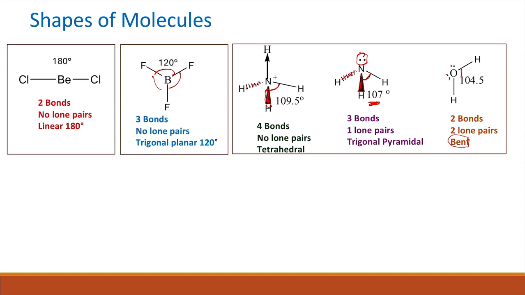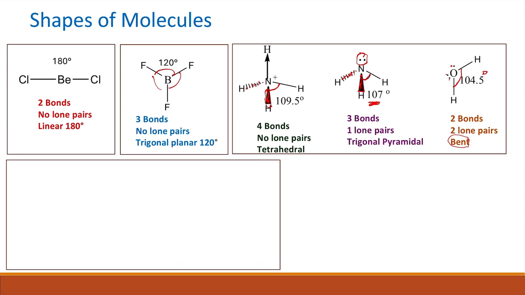The bond angle here is even less, it's 104.5 degrees. The reason for that is because the repulsion between the two lone pairs is greater than the repulsion between the lone pair and the bonded pair, which is greater than the repulsion between the bonded pair and the bonded pair. So again, these two bonded pairs are pushed to the inside and the bond angle is smaller.